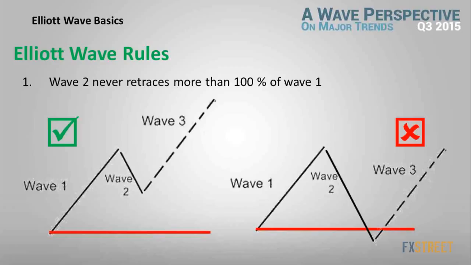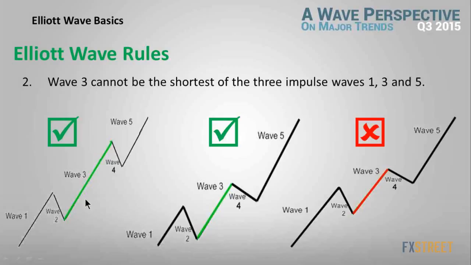Therefore, we would be correct if we labeled the left diagram as waves 1 and 2. On the other hand, the diagrams on the right cannot be labeled as waves 1 and 2 because wave 2 moved beyond the start of wave 1.